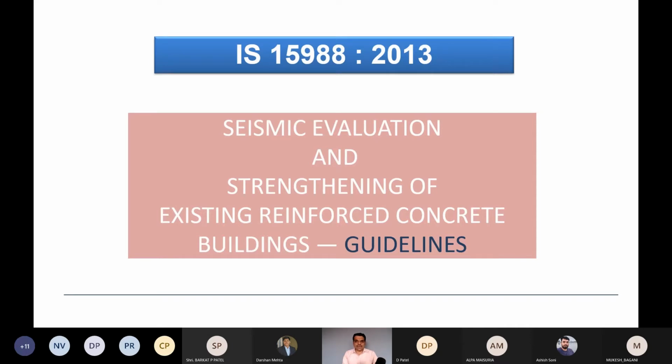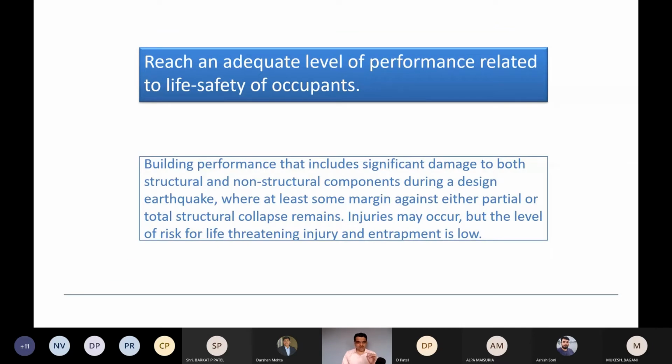So this is the code IS 15988:2013, which was released in 2013, for the seismic evaluation and strengthening of existing reinforced concrete buildings. Okay. Now this is a very important statement which has been made: reach an adequate level of performance related to life safety of the occupants. That means whenever we are doing retrofitting of a particular structure, first of all we should identify what level of performance is required, and accordingly we should retrofit it. For example, if we are retrofitting a hospital building or a school building, then the required level of performance would be more stringent as compared to other buildings, right? So first, that level of performance needs to be identified, and then accordingly the retrofitting mechanisms will be developed.